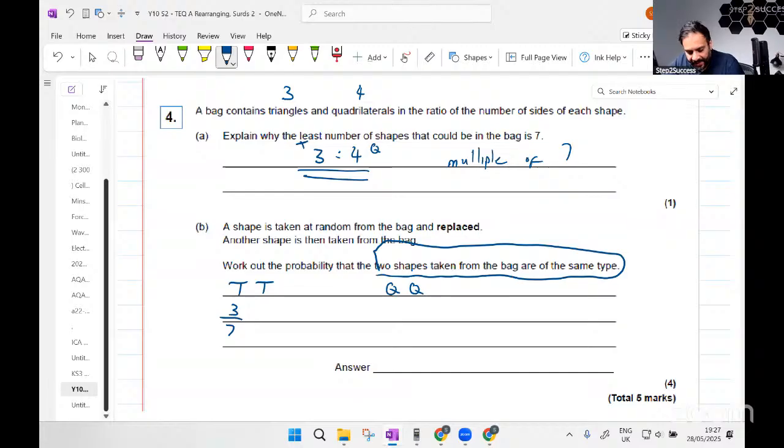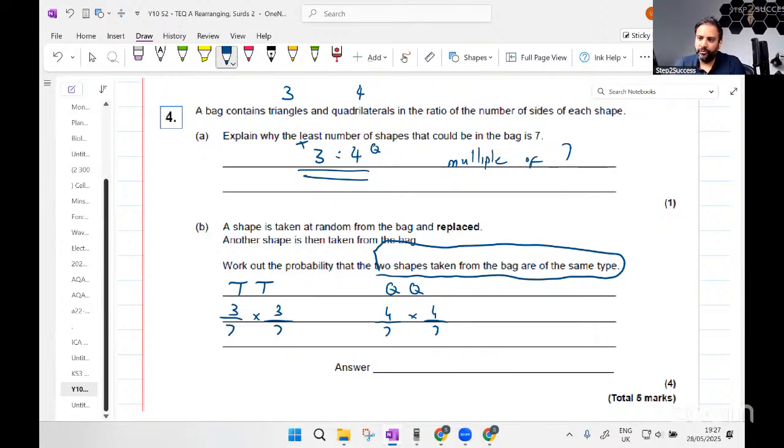But then the probability of taking another triangle, because it's replaced, means that the probability doesn't change. It's still 3/7 because we put it back in the bag. In harder probability questions, you don't replace it, so the probability changes the next time you put your hand in the bag. So it is 3/7 times 3/7, the probability of picking 2 triangles. Or we could have picked a quadrilateral, another quadrilateral. The quadrilateral probability was 4/7 because there were 4 of them out of 7. And because we replaced it, it was 4/7 as well.